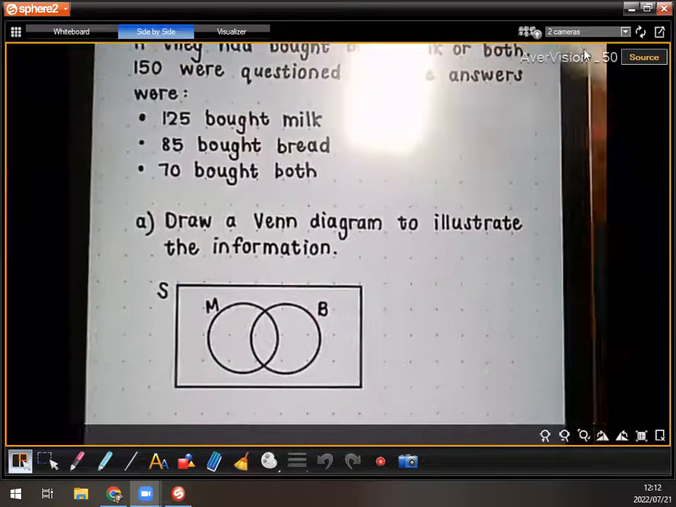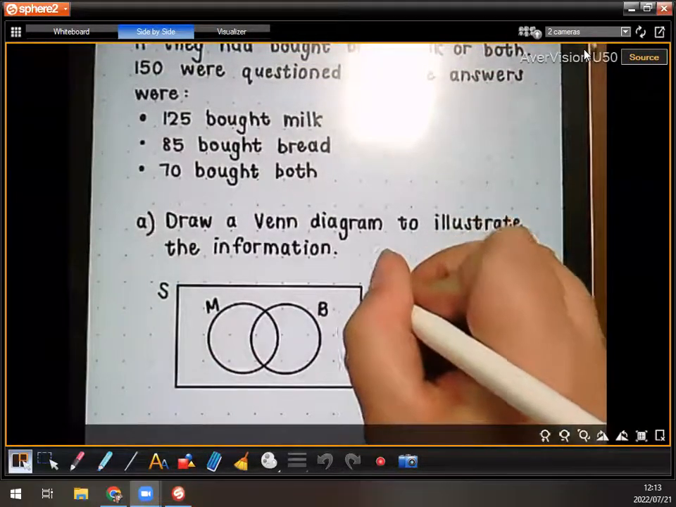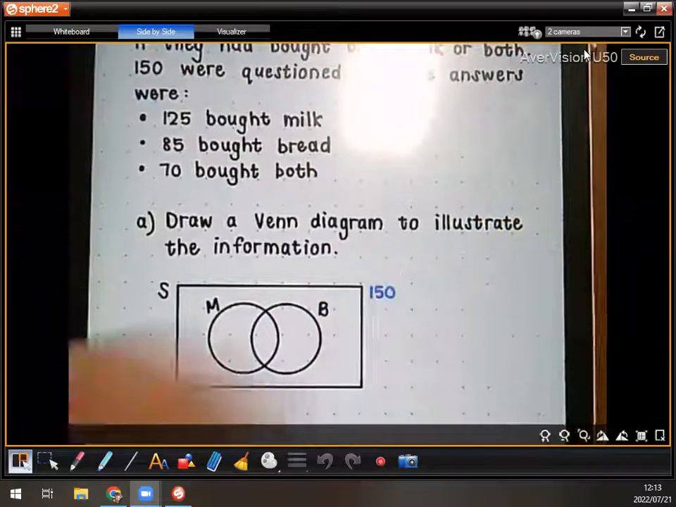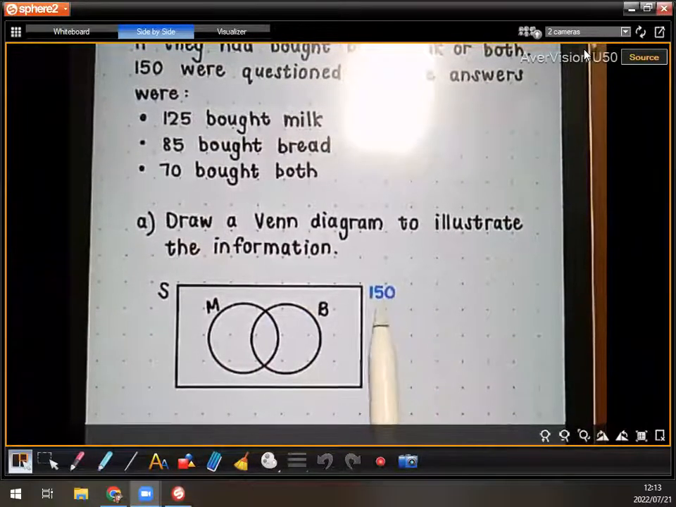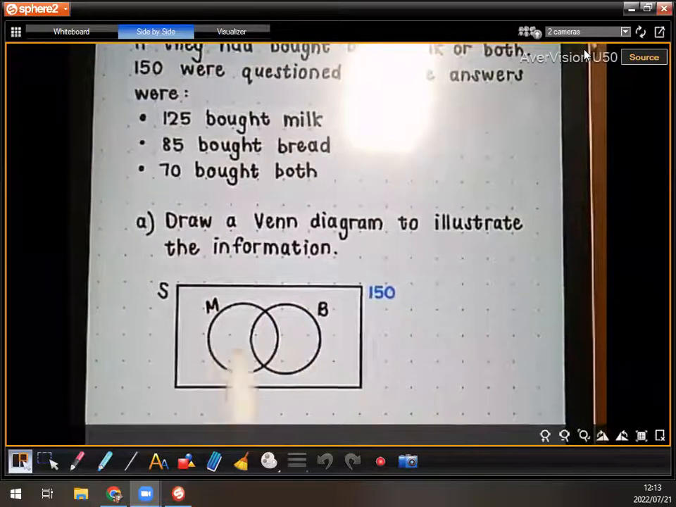Guys, I would like you, because they're telling us that they asked 150 people, right? Just somewhere on the outside of that box, I normally put it on the top right hand corner, but it doesn't matter. Just put a 150 there so that you know that all the numbers inside this box must add up to 150, right? Because 150 people were questioned.